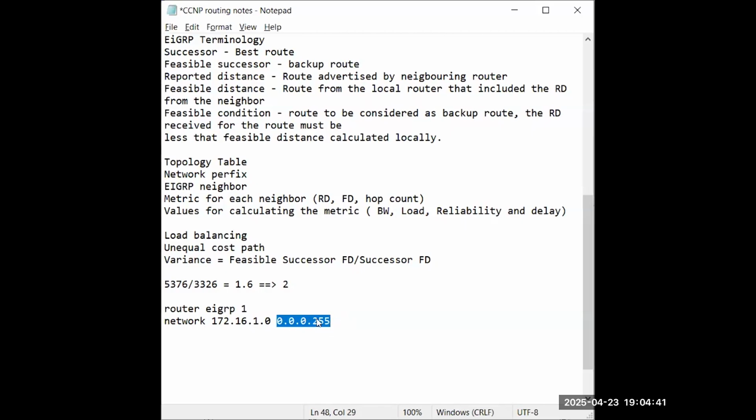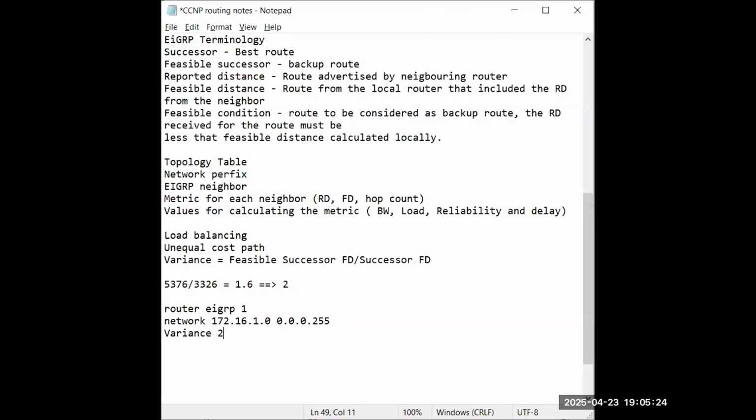It's actually the reverse way. This we call a wildcard mask: all the network bits as 0 and the host bits as 1s. Likewise, we need to declare it. Then we have a variance, right? So variance is value 2. That's it. This is the configuration we are going to do in the router.